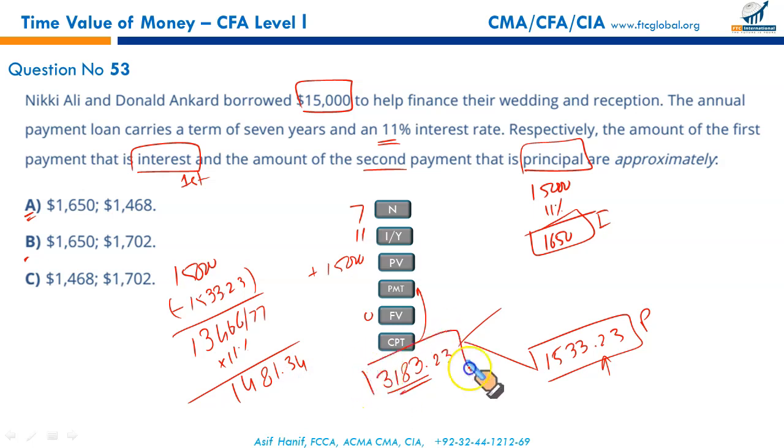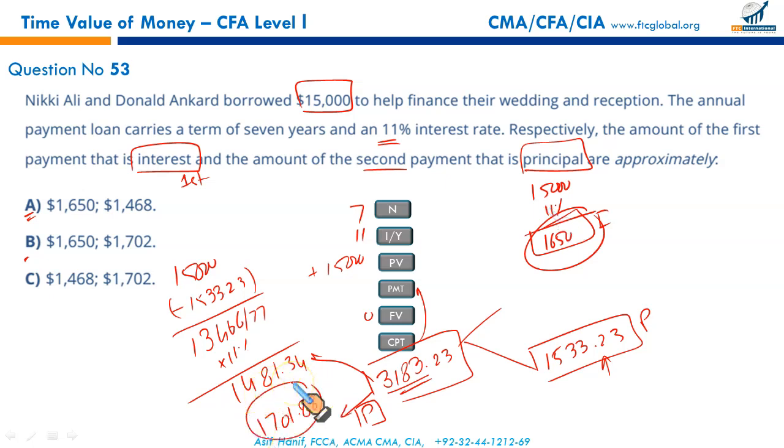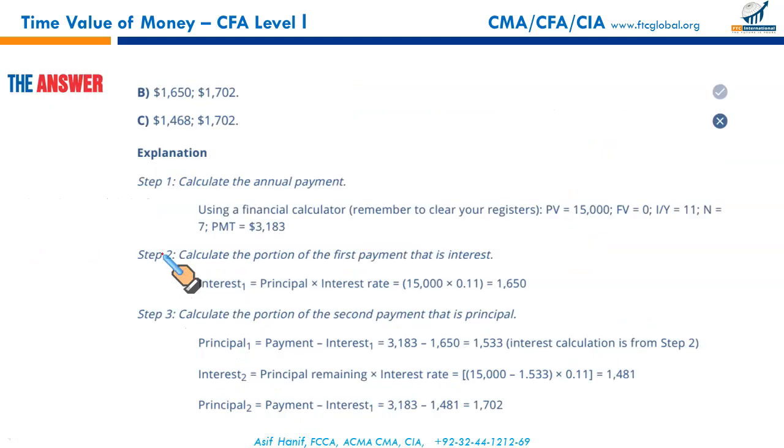Since every payment is going to be 3183.23, out of this, if this is the interest part, the balance would be the principal. So 3183.23, the total payment, out of which 1481.34 represents interest. The balance, 1701.88, represents the principal payment. So this is the interest you paid in the first installment. This is the principal you paid in the second installment, and the total amount of each installment is 3183.23. So that makes B the correct option. Interest element in the first installment and principal element in the second installment. So that makes B the correct option, and B it is.